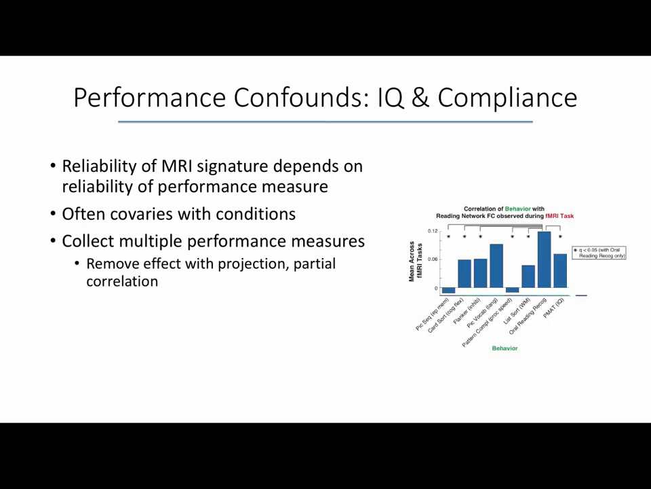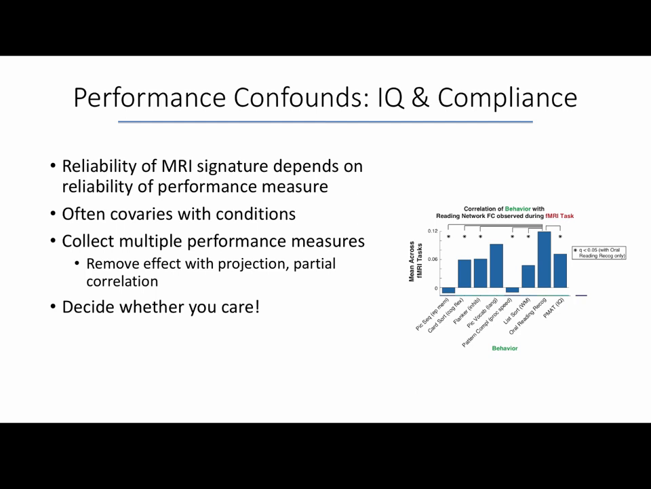One way to deal with this is to collect multiple performance measures. And then you can say, how sensitive is this to the performance we're trying to measure? How specific is it? Or how much is it just general good performance or bad performance on anything? That can give you an idea of how much to interpret this as the reading network and not just the good performance network. You also have to decide whether you care.